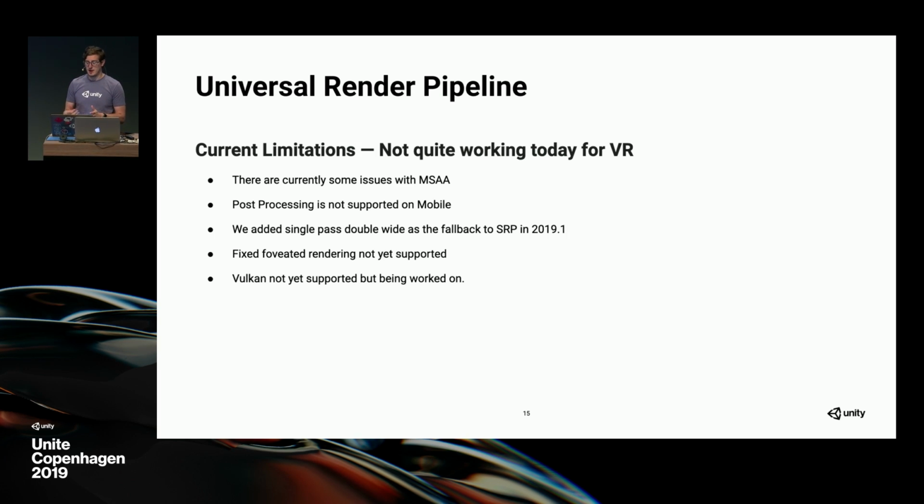I've been getting a lot of questions about things like fixed foveated rendering, which is a platform or hardware-specific feature for the Oculus Quest and the Oculus Go. Unfortunately, that is also not supported. And Vulkan is something that's being worked on as well. Vulkan is a responsibility of the core graphics teams, which the render pipeline graphics teams sit within. So the support for that is being worked on, and then it's going to cascade down into the render pipelines.